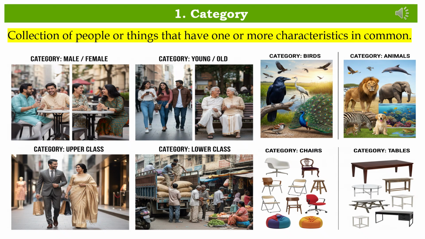For example, people can be grouped into male and female, young and old, or upper and lower class based on specific traits they share. And animals and birds are categorized into different groups based on their unique characteristics. And non-living objects like furniture are grouped into chairs and tables based on their structure and utility.